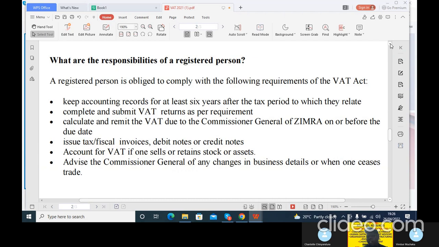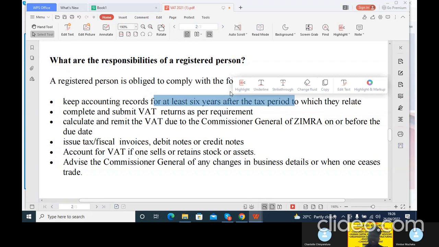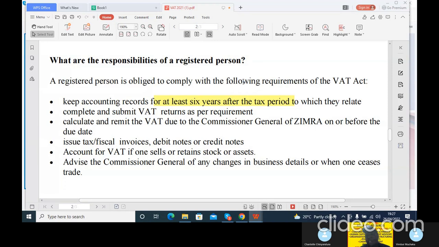Number one, you have to keep accounting records for at least 6 years after the tax period to which a transaction relates. So, can I April? My records are April. April, achingoti 3rd April. Kubamswa 1 May, tofano calculator 6 years. Umafanango we now my records.